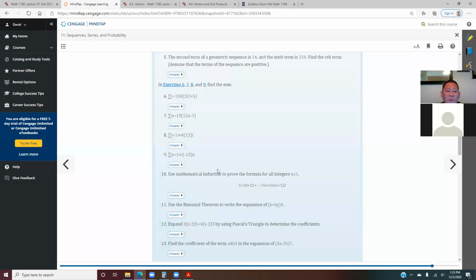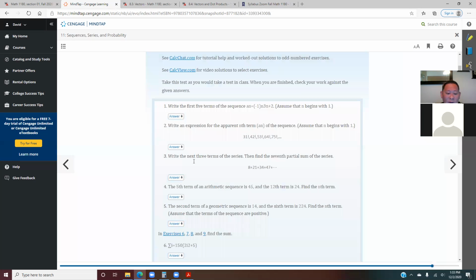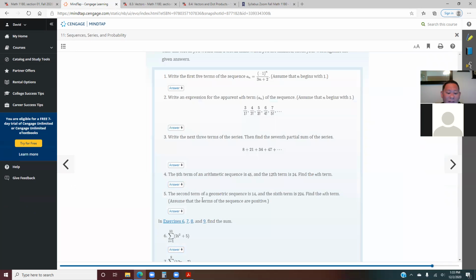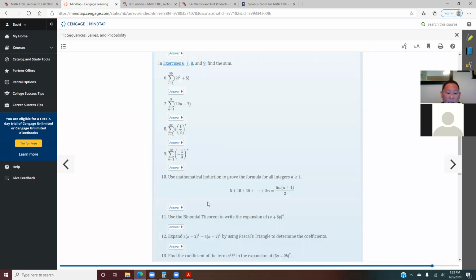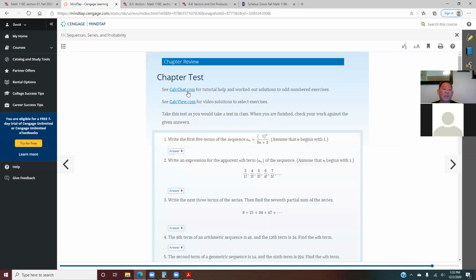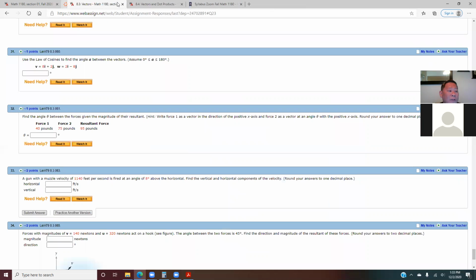Usually it's the first few. So for chapter 11, I think you do until number 9 or something like that. Number 9, yeah, number 9, because the rest is all going to be non-Pascal. Yep, 1 to 9. So this is for chapter 11, and I would recommend you guys practice this for your finals, for your test.